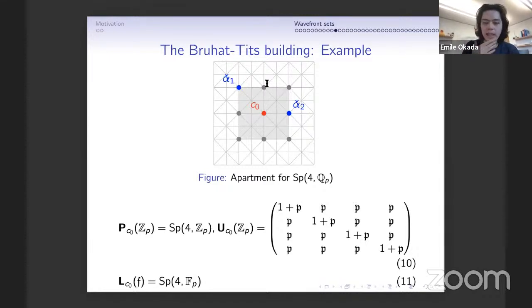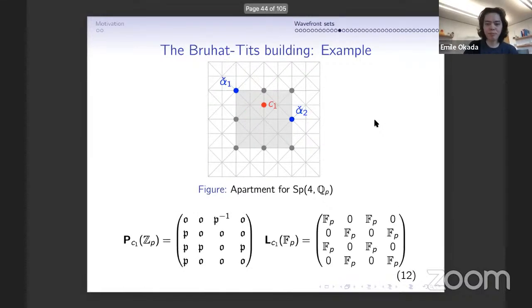So going back to the Sp4 example, if we take C0 to be the origin of this apartment, and this is the apartment corresponding to the diagonal torus in Sp4, then the parahoric subgroup is just the integral points of Sp4, and the reductive quotient is just Sp4 over F_p. So this is not too interesting.